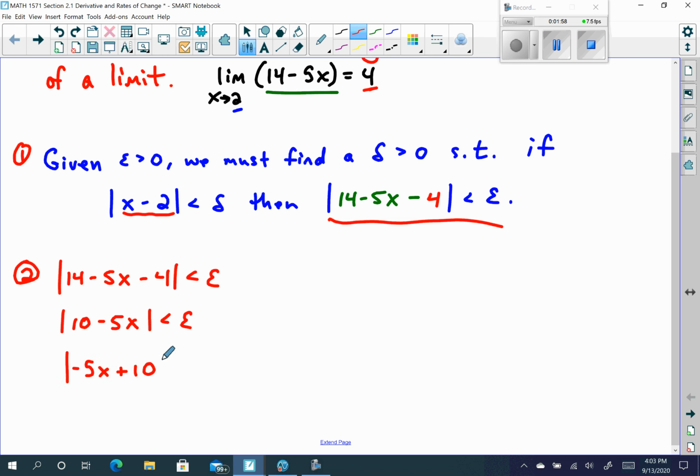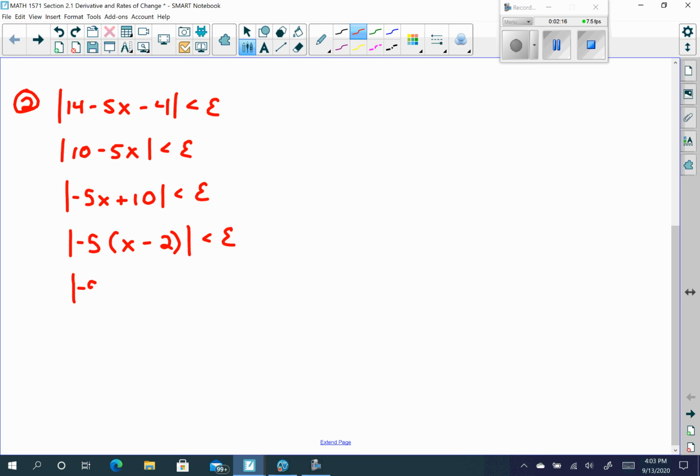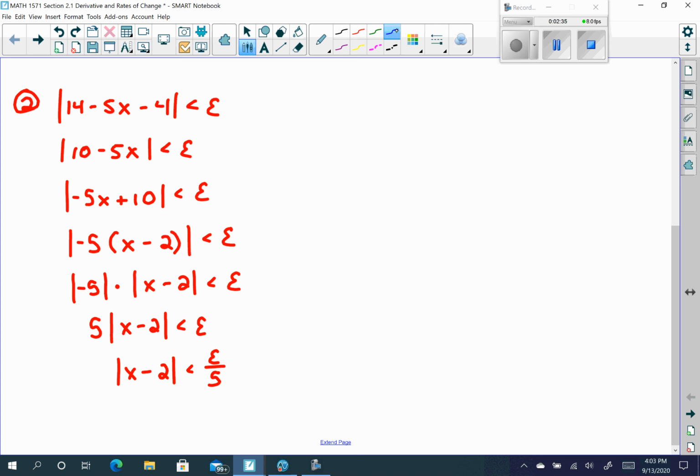A negative 5x plus 10. And then here, we actually are going to factor out a negative 5 times x, and careful with the signs, minus 2. If we double check this, distribute back, we'll get a negative 5x plus 10. So that's less than epsilon. Then we'll use properties of absolute value. So I could separate this as the absolute value of negative 5 times the absolute value of x minus 2 is less than epsilon. So this will become a positive 5 times the absolute value of x minus 2 is less than epsilon. So now the absolute value of x minus 2 is less than epsilon over 5. So we got that x minus 2 inside, which is what we wanted.